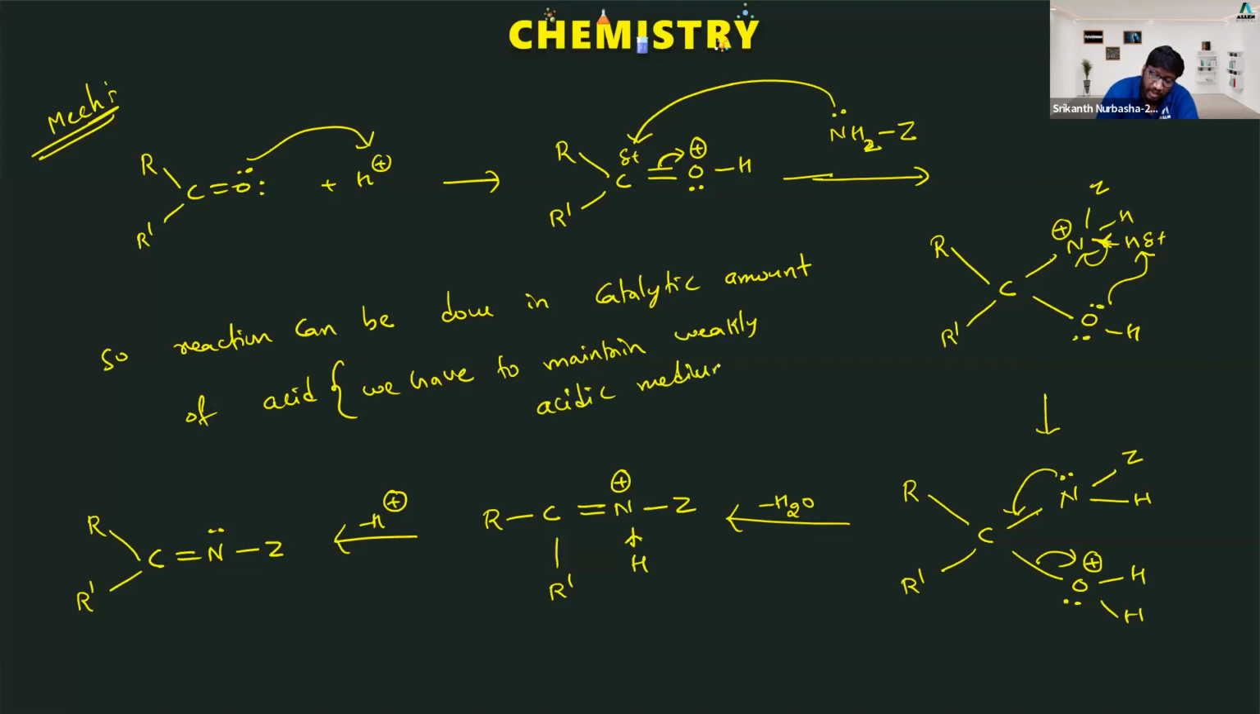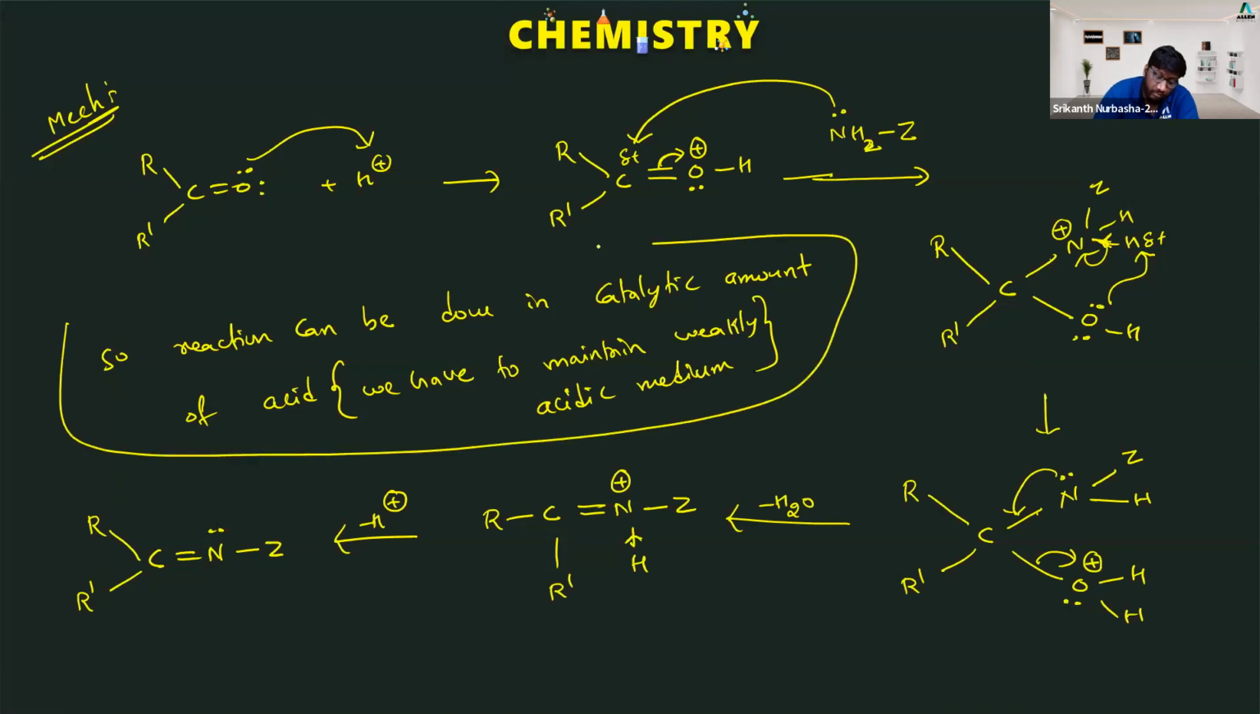Why do we have to maintain a weakly acidic medium? Why not strong? If you take a strong acid, then the ammonia derivatives, being bases, will undergo an acid-base reaction, and no reaction will happen. You cannot take a strong acid because an acid-base reaction occurs. You cannot take a base because OH minus can attack this particular carbon, the R C double bond R dash, so you will be getting different other products. So we have to take an acidic medium to increase the electrophilicity, and the acid should be taken in a catalytic amount. Is that clear?